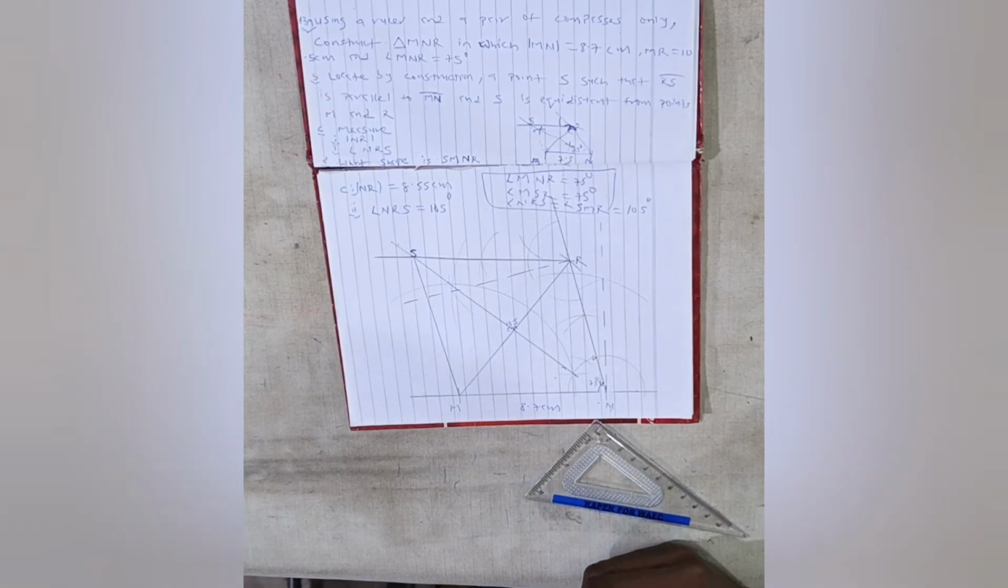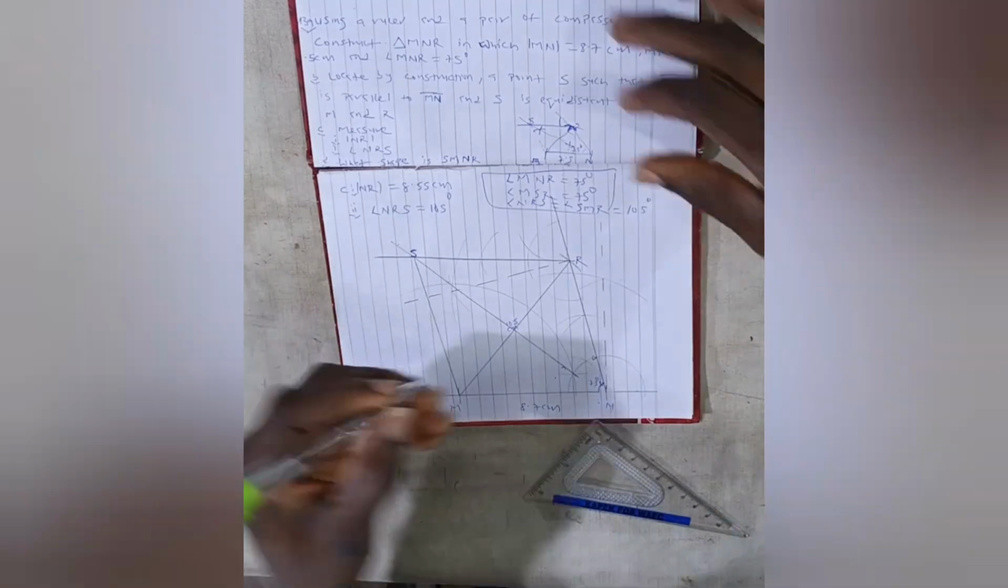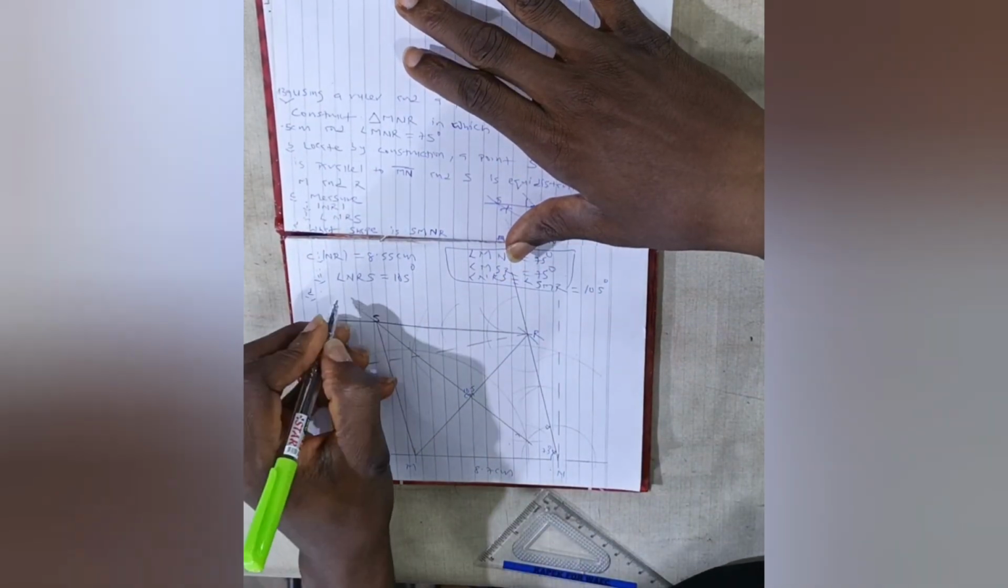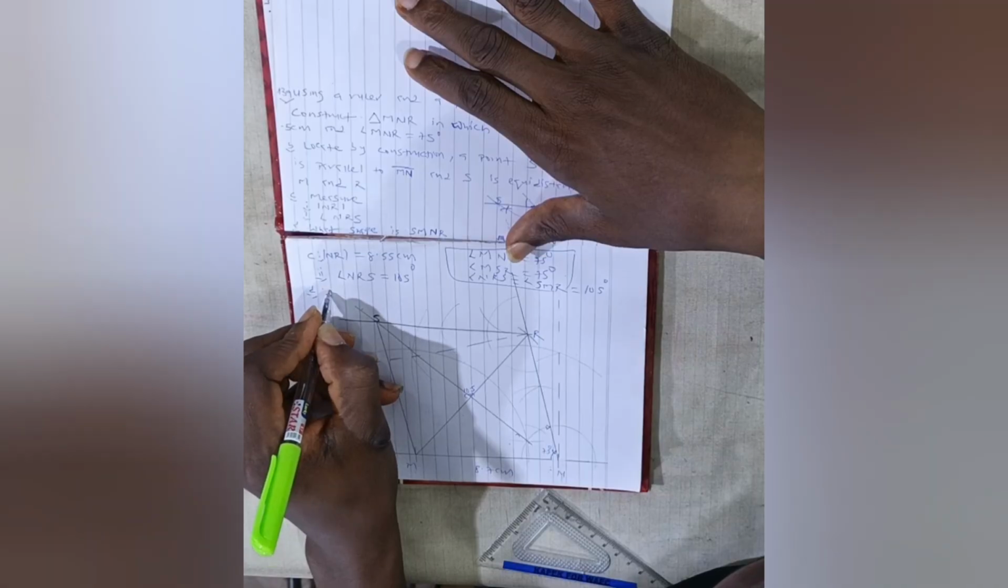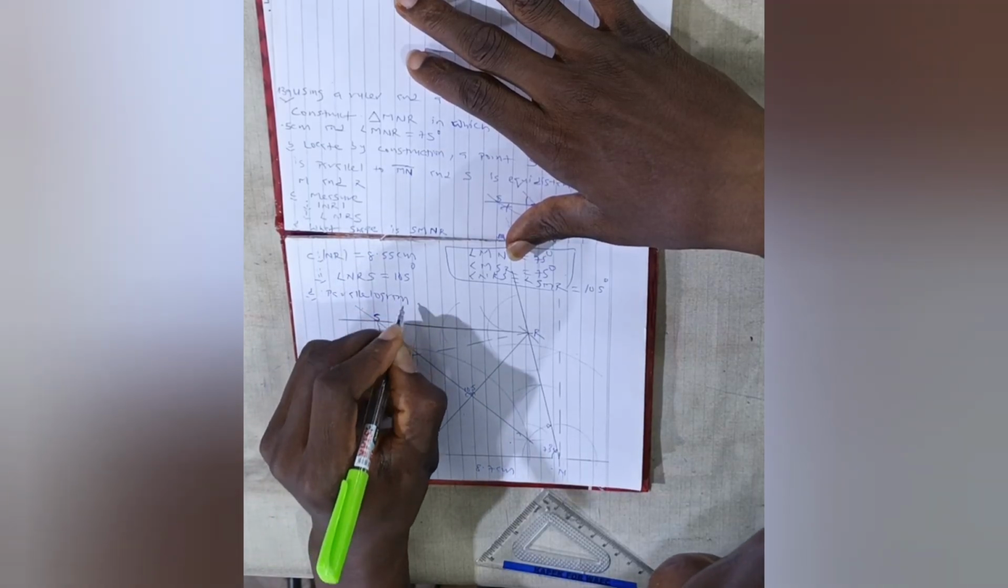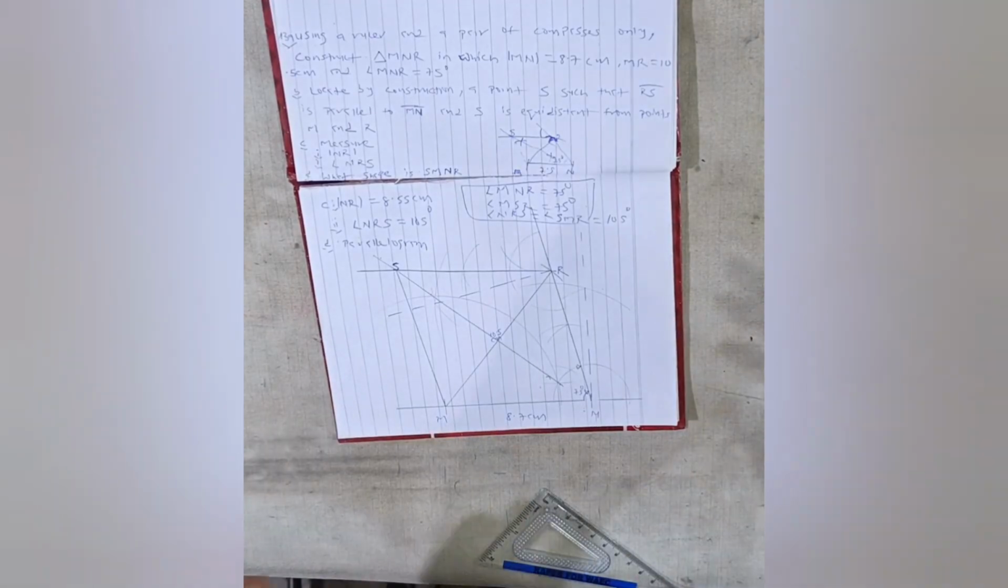We can therefore conclude that the shape is a parallelogram. So our shape, which is D, the answer to D, is a parallelogram. So this is the solution to question 13.